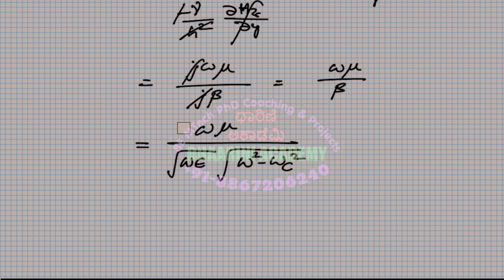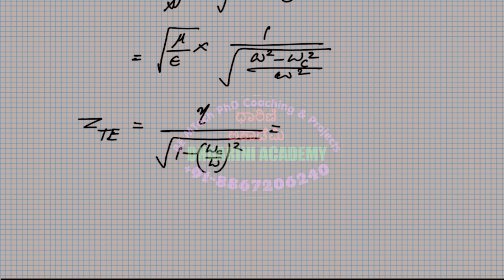What is root of mu by epsilon? That is the eta, right? The intrinsic impedance. That is eta divided by 1 minus omega c by omega, the whole square. This is ZTE. This is also equal to, if you write it in terms of the frequency, eta divided by square root of 1 minus fc by f, its square.